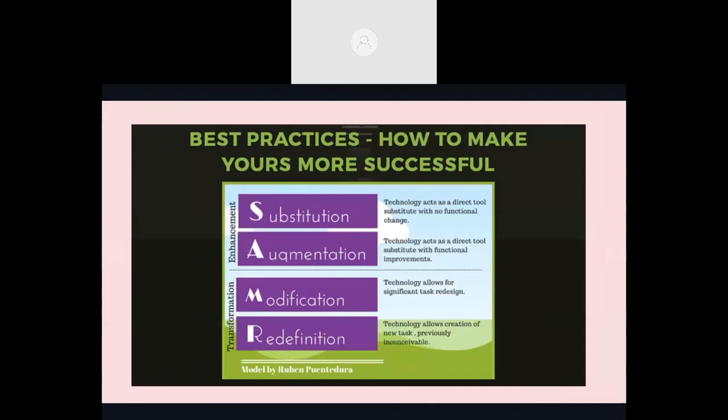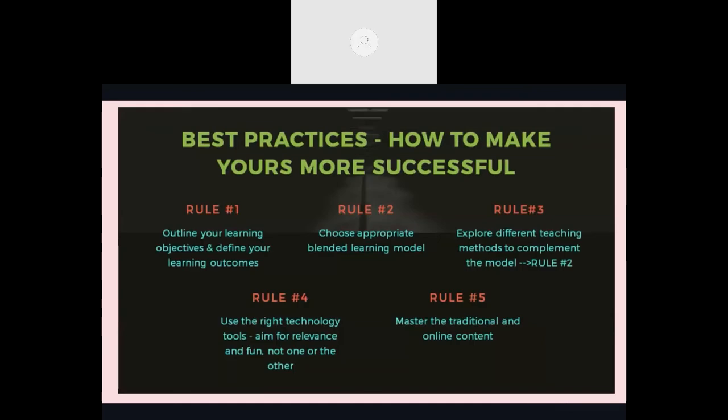So how to make yours more successful? We can choose a suitable model to implement technology tools for our activities. Saya suka pakai model SAMR, tapi terpulanglah sesuai dengan kos masing-masing. Dekat sini saya highlight 10 rules on how to make your blended learning more successful. Rule number one, outline your learning objective and define your learning outcome.